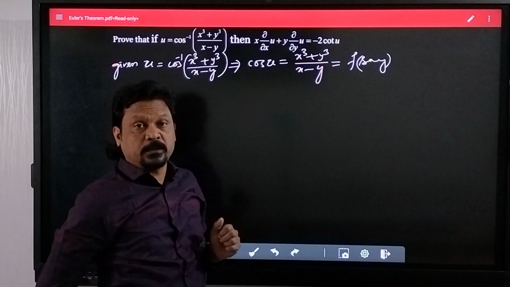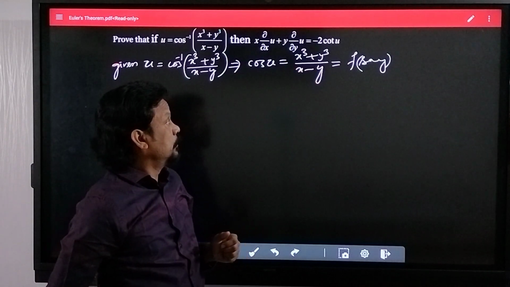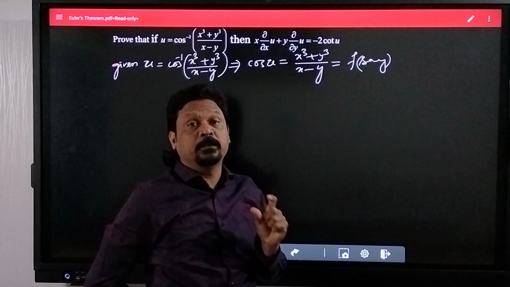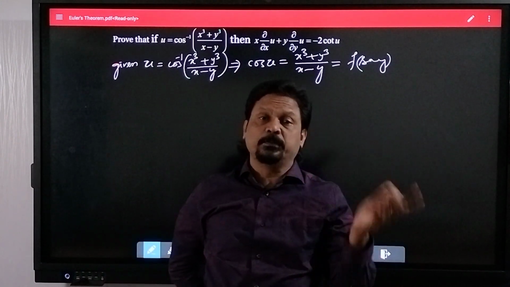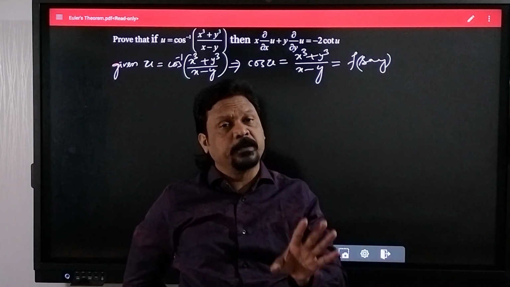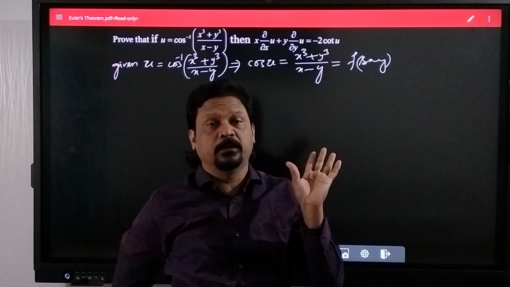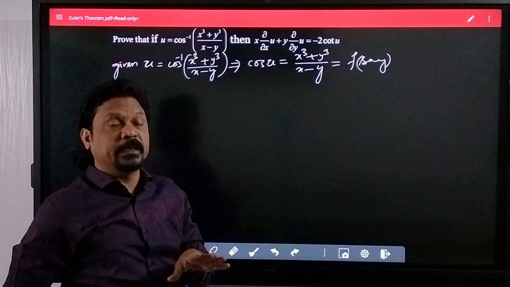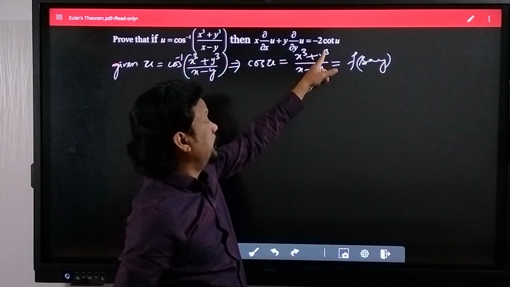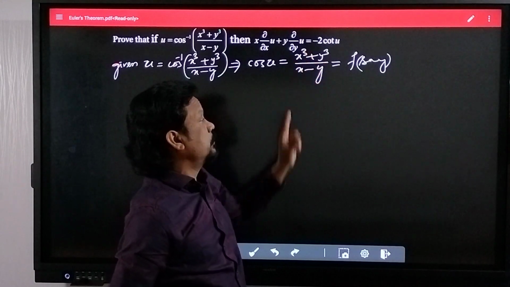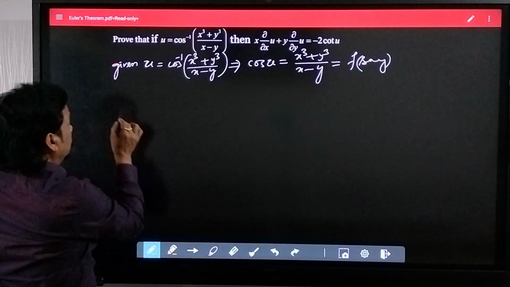Here the numerator is homogeneous of degree 3 and the denominator is homogeneous of degree 1. So if it is in the form of p by q, then p must be homogeneous and q must be homogeneous, and both may be of the same degree or different degree. But p must be homogeneous, q must be homogeneous. Then only p by q will be homogeneous. Now what will be the degree? Degree of p minus degree of q. So here the degree of p is 3 and degree of q is 1, 3 minus 1 it is 2. That means f is a homogeneous function in x and y of degree 2.